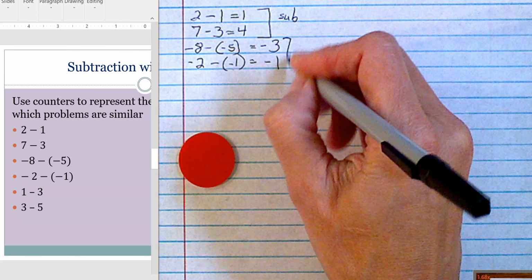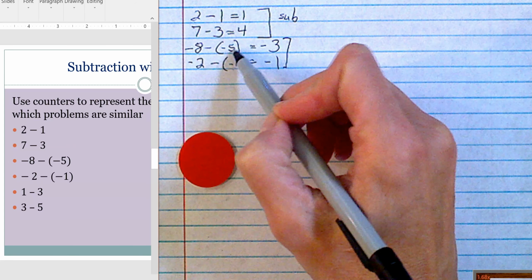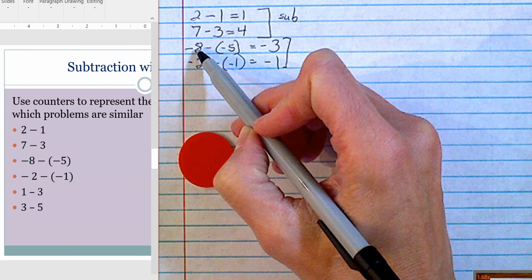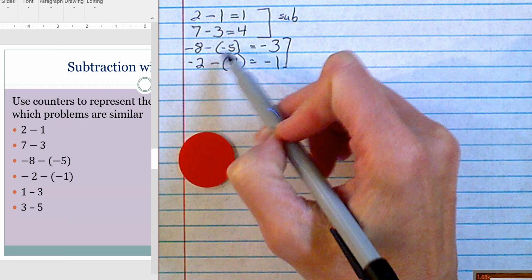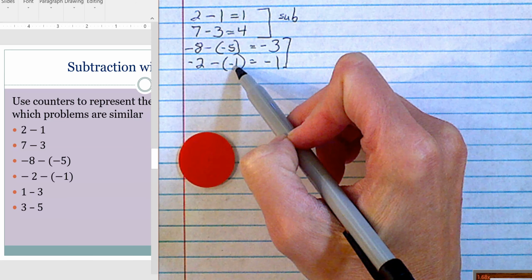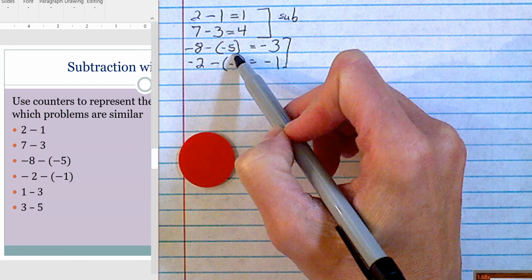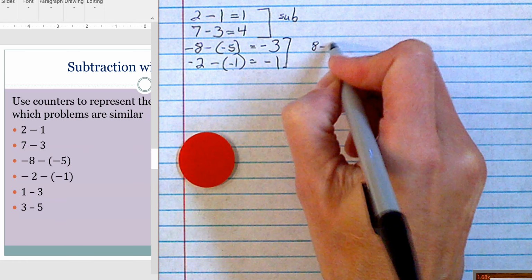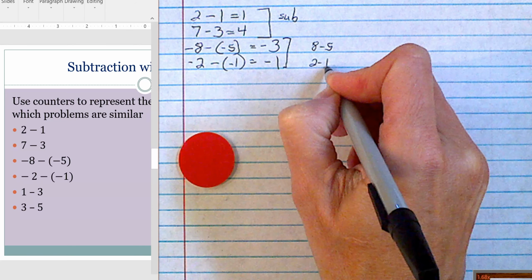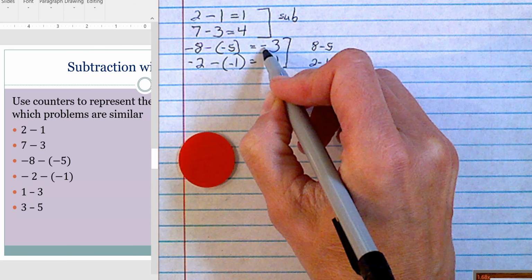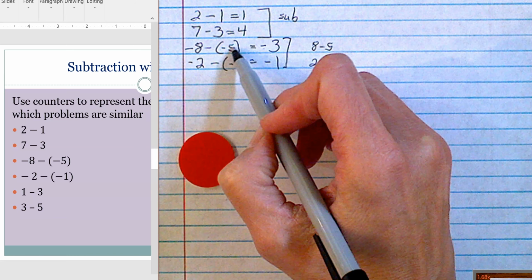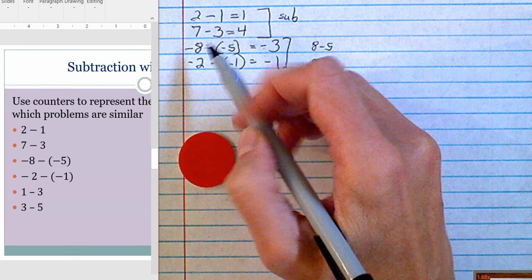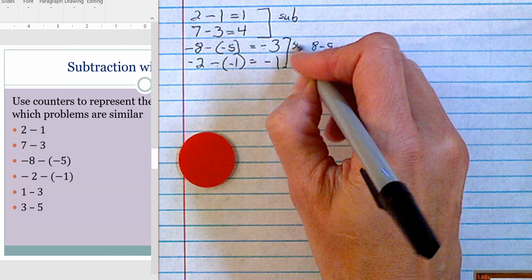In these two cases, both values are negative, and the absolute value of the first number is greater than the absolute value of the second number. So this subtraction carries out as if it were 8 minus 5 or 2 minus 1, but the answer is negative because the first number, which is the larger value, is negative. So we actually subtracted here.